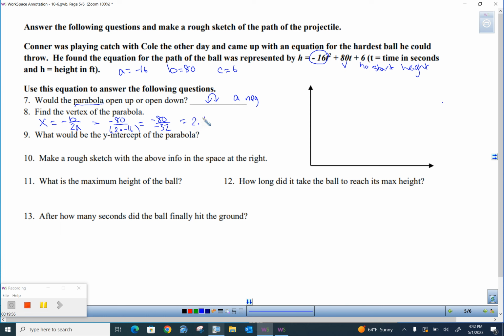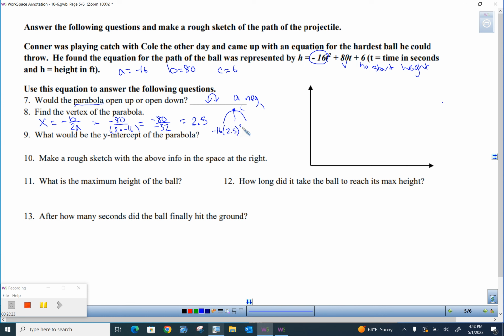Okay, so that means when we think about our parabola, this number right here is 2.5. But that point has an x value and a y value. So now it's our job to find the y value. And that just comes from plugging this in. Our x value is actually t for this one. So we're going to plug this in the equation everywhere we see a t.